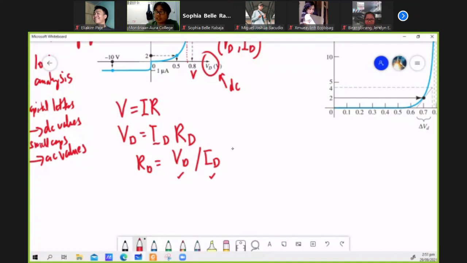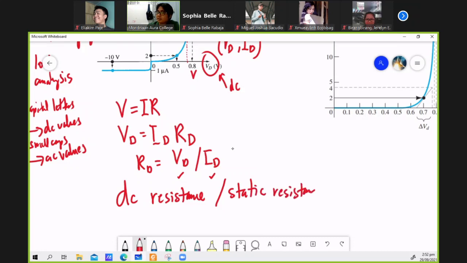V sub D tsaka yung I sub D, fixed points in your characteristic curve defined by the load line. Okay? Therefore, R sub D will also be a fixed value or a Q point value. Hindi siya nagbabago kasi fixed yung V sub D mo, fixed din yung I sub D mo, edi fixed din yung value ng R sub D mo. That's why this is called DC resistance. The other term for DC resistance is static resistance. Okay?